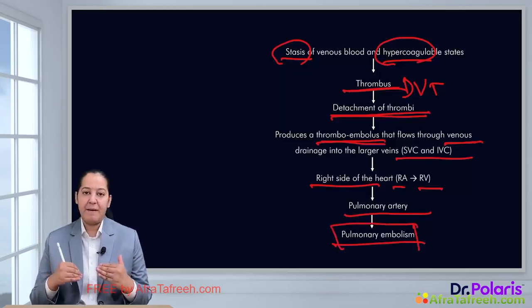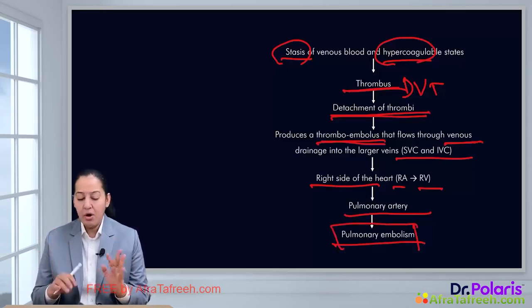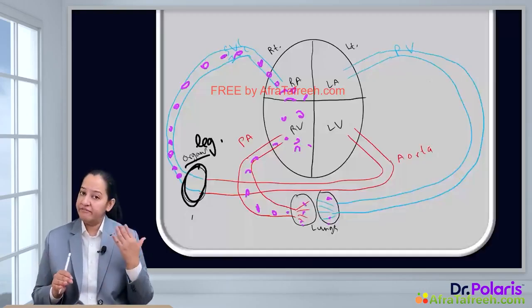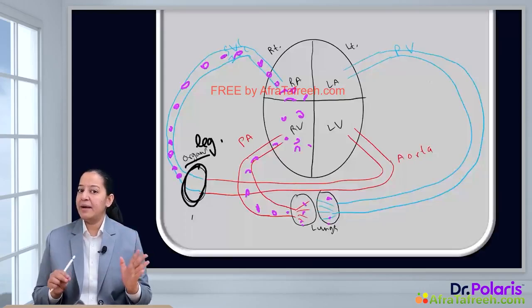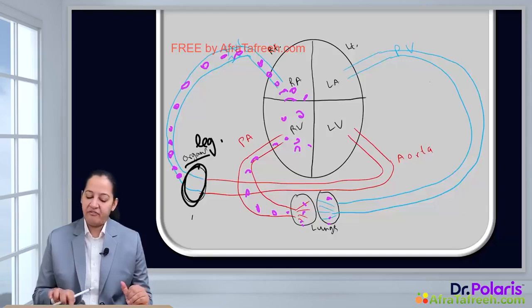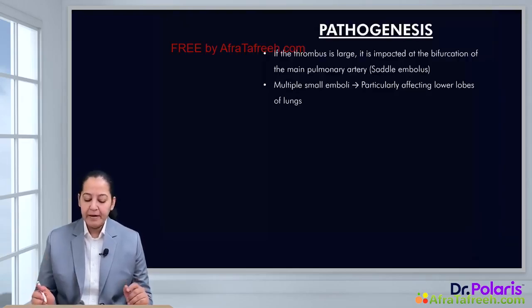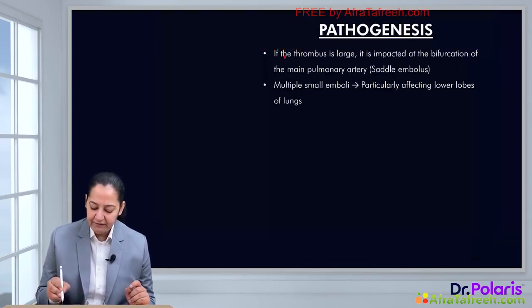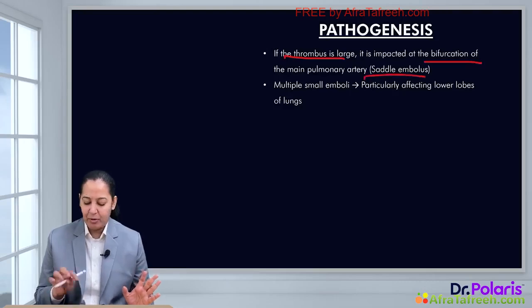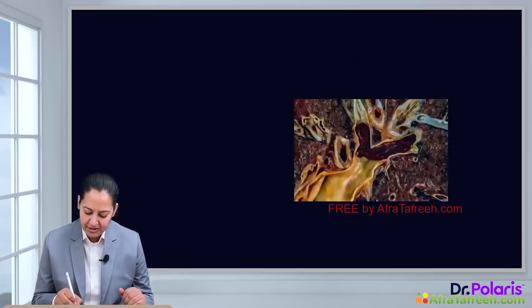You can see the complete pathogenesis in the form of the flow chart also. The same thing you can appreciate here in the diagram also. How from the veins of any organ, it ultimately results in pulmonary embolism. This is the end result. So the pathogenesis is in front of you. If the thrombus is large, it will get impacted in the bifurcation of the pulmonary artery and it is known as saddle embolus. You can appreciate here in this diagram, this is the bifurcation of the pulmonary artery.